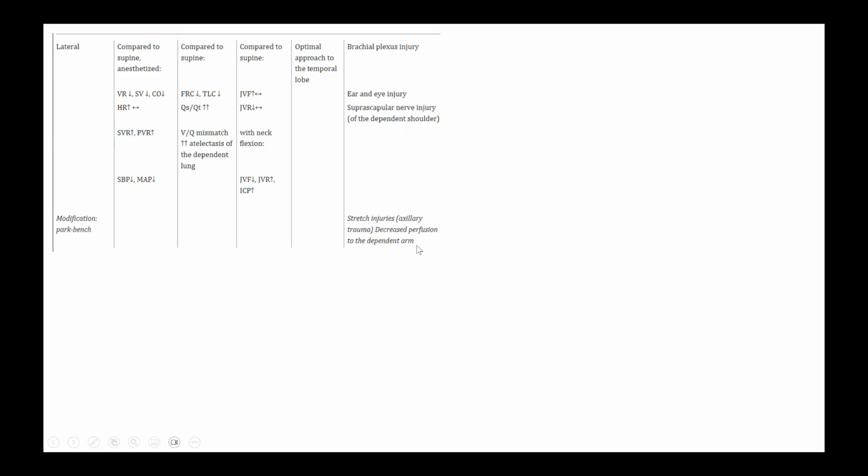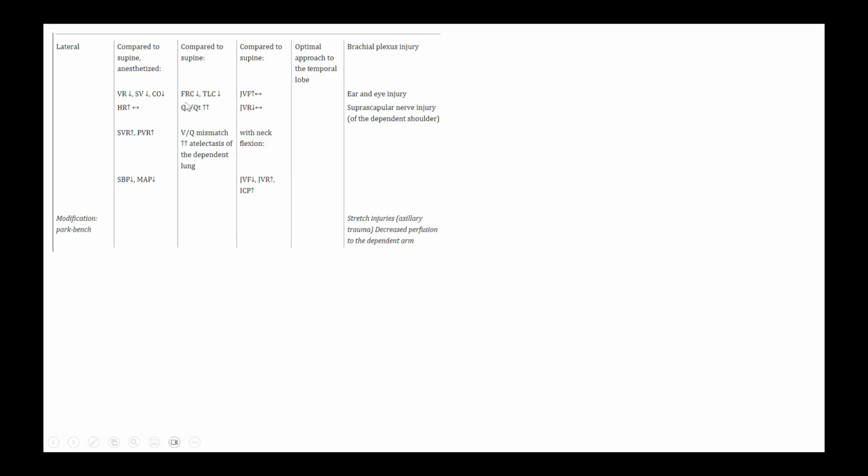And for the patient in lateral position compared to supine, there is a reduction in venous return, stroke volume consequently reduces, and cardiac output will reduce. To compensate for that, heart rate will increase, and the SVR will increase, and pulmonary vascular resistance also will increase. Systolic blood pressure will decrease, and MAP will decrease. So this is the change that you can expect in the cardiovascular system when the patient goes into lateral position.